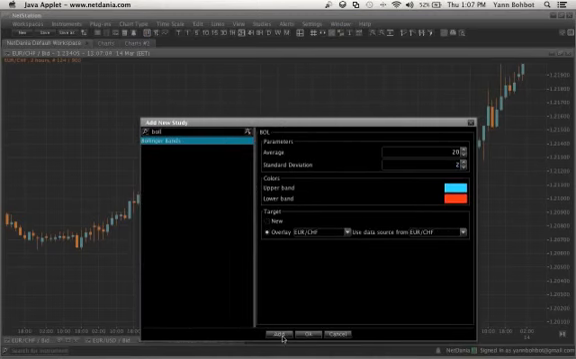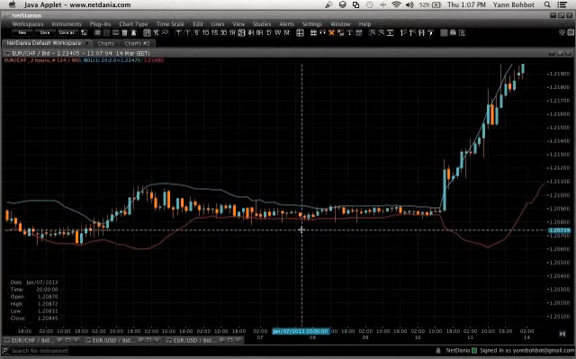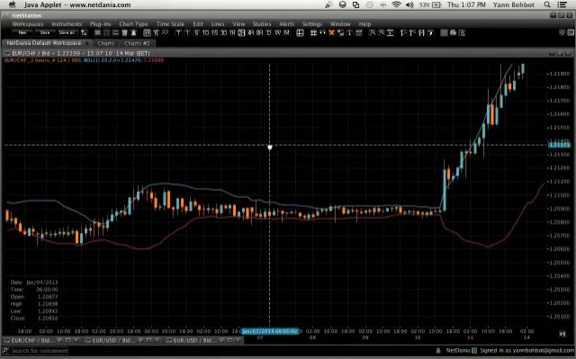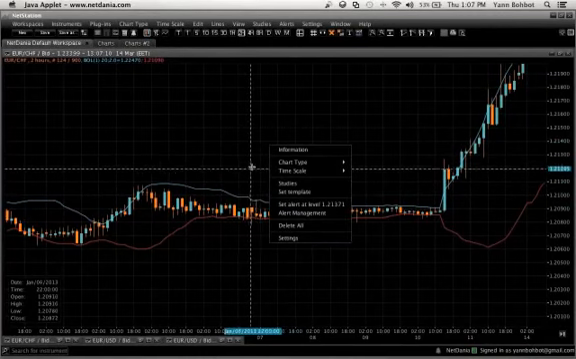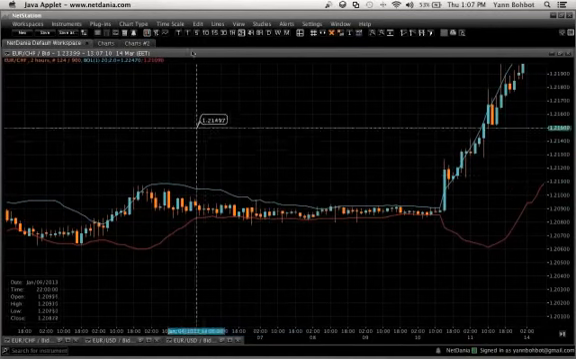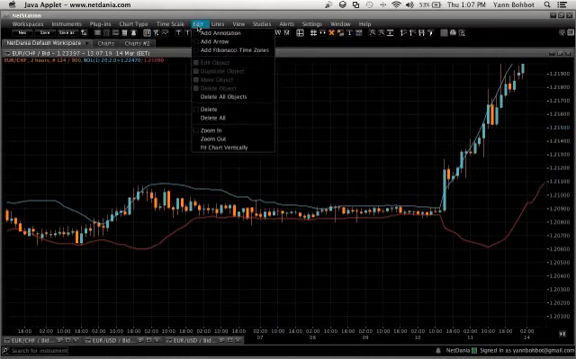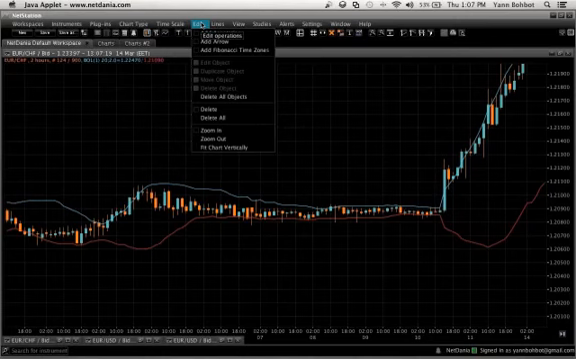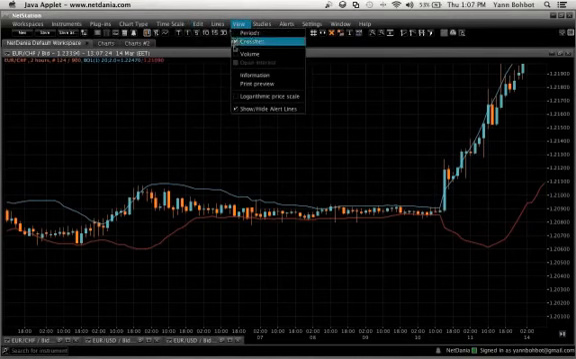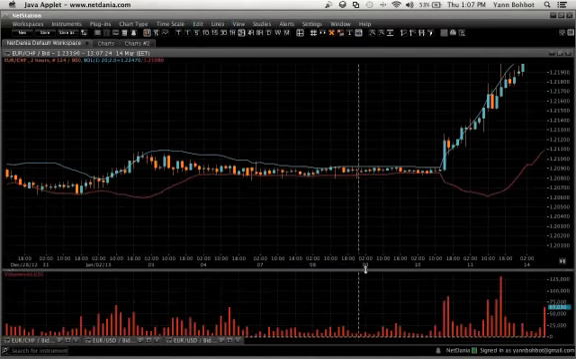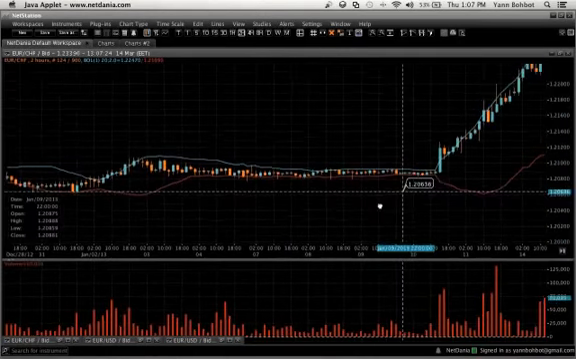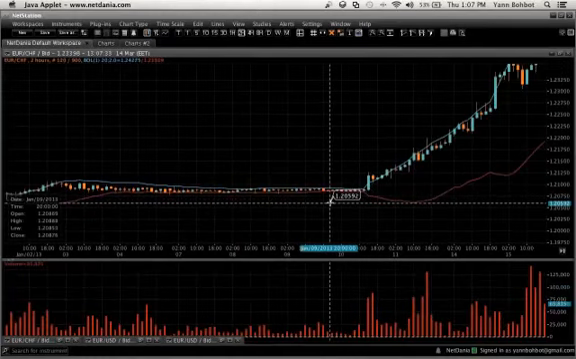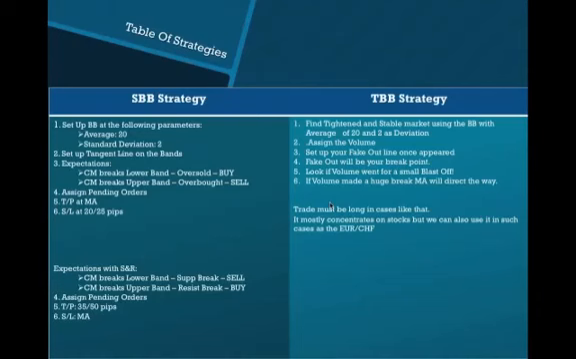Next, assign the volume. Let's put the volume in. Where can we find the volume? Here we go. So we have the volume here. Let's zoom in a bit. This is good. Next, let's move forward.